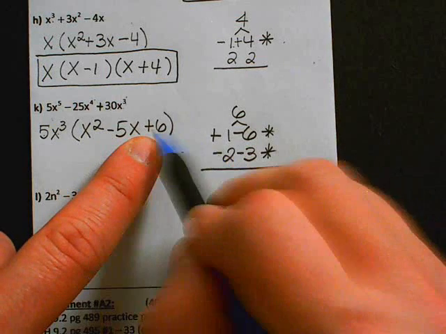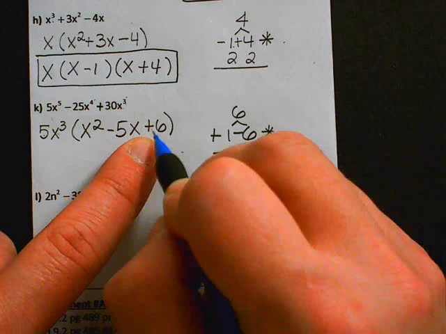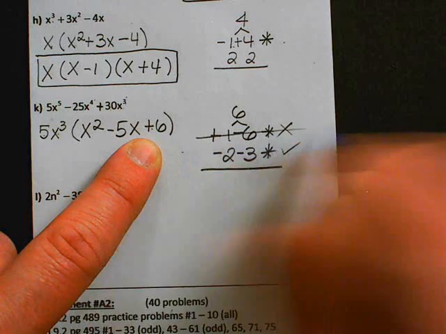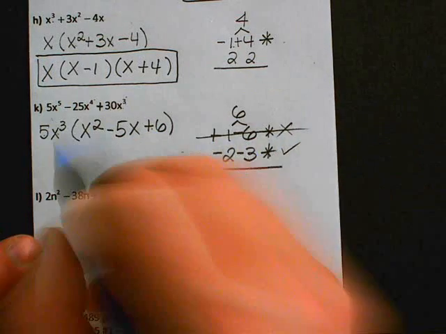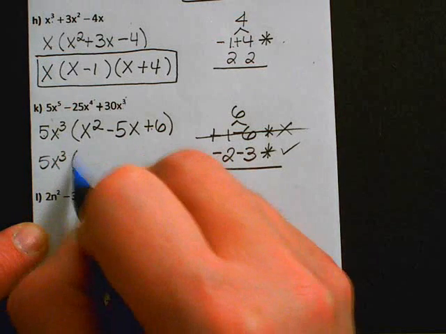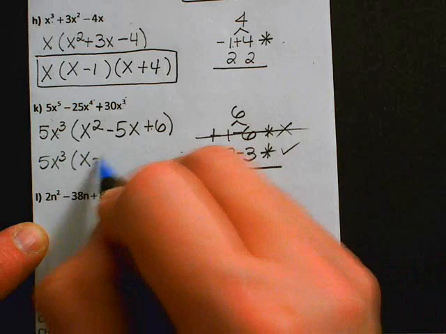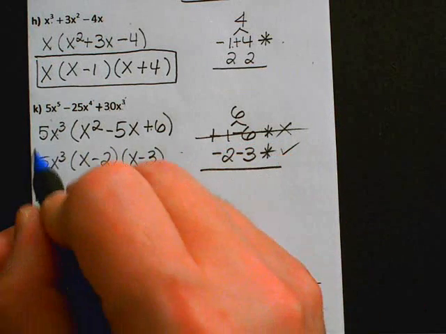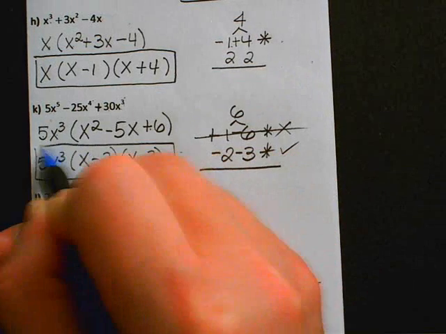Now, final check. A negative times a negative gives me a positive. That is good. A negative times a positive does not give me a positive, so that doesn't work. So this will be the one that I'm going to use. 5x cubed, x minus 2, x minus 3. And that's my answer for this one.